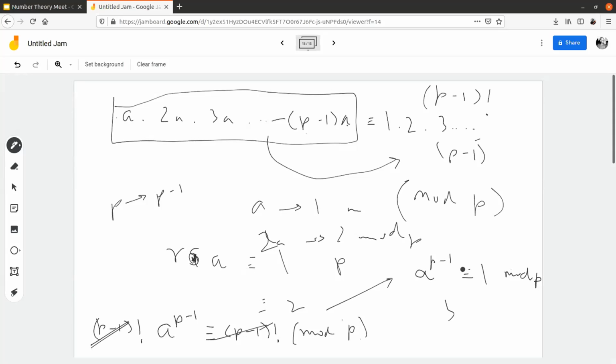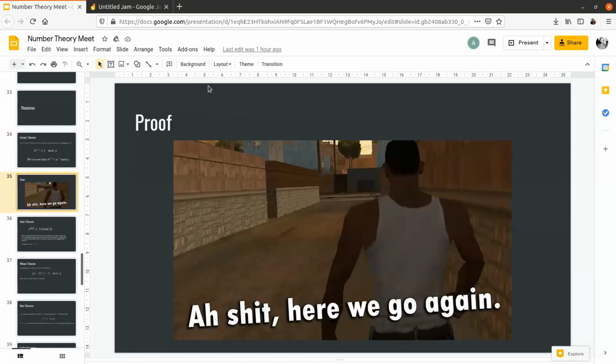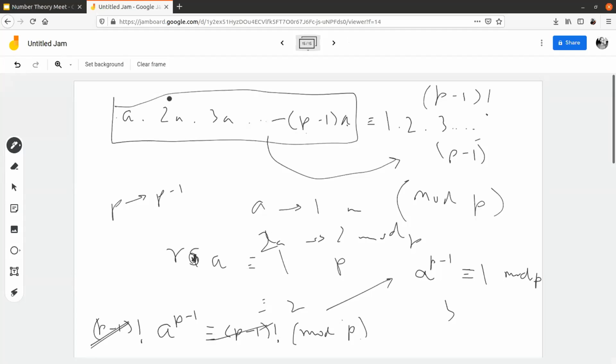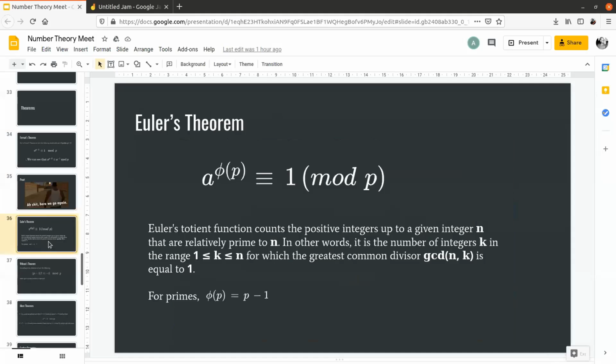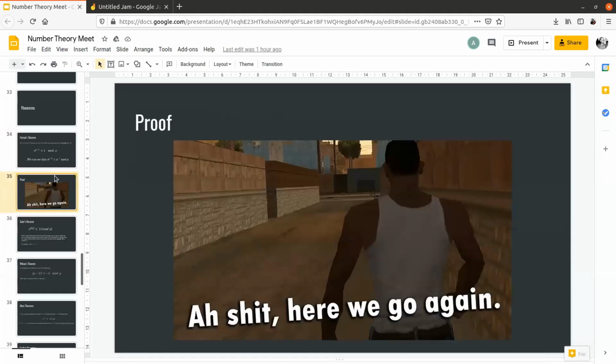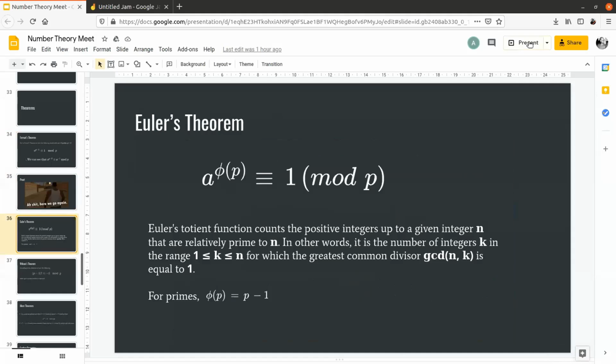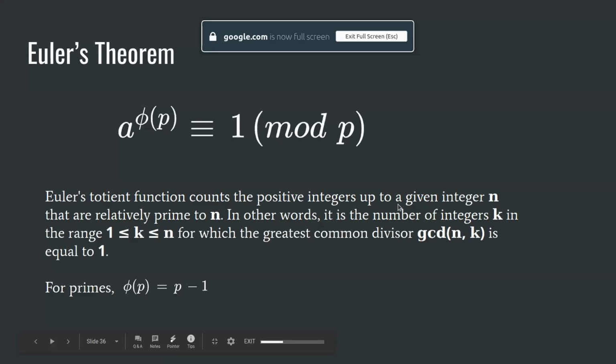So this is basically Fermat's theorem. This is the proof that we get for Fermat's theorem. Any doubts? Feel free to ask any doubts. If not, I'll move on to the next thing. So let's move on.